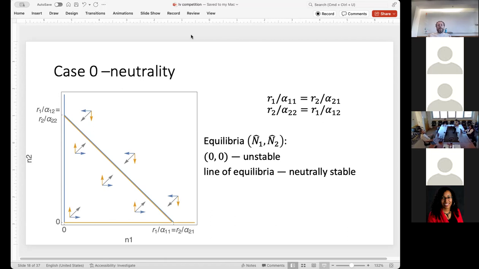I mean, I don't want to defend it. I'm just putting it out there, just so you can see what's underlying Hubbell's neutral theory. It's this case 0 of Lotka-Volterra.